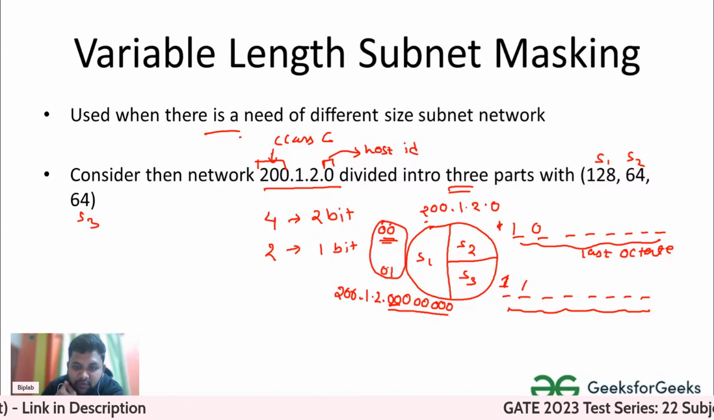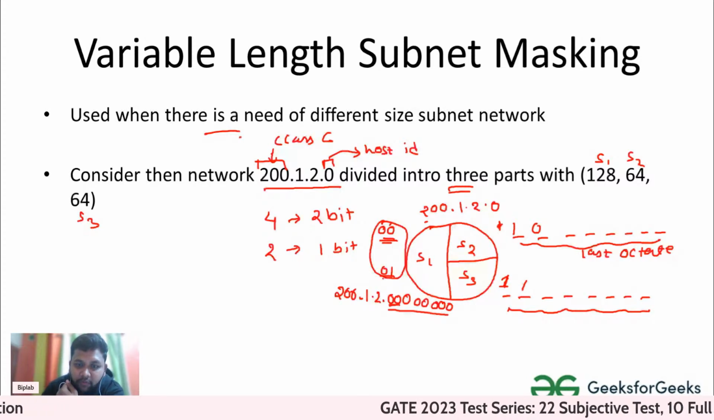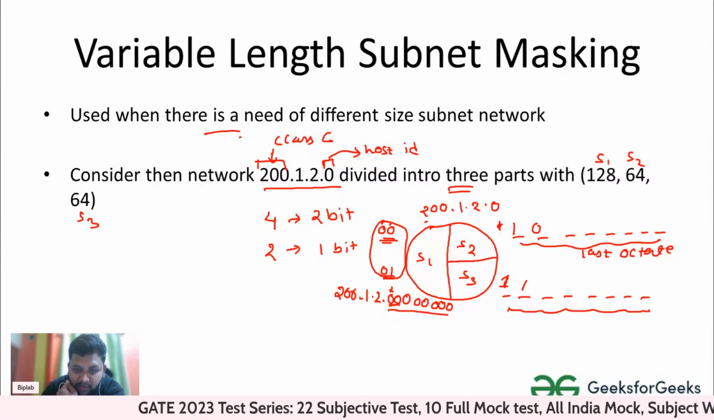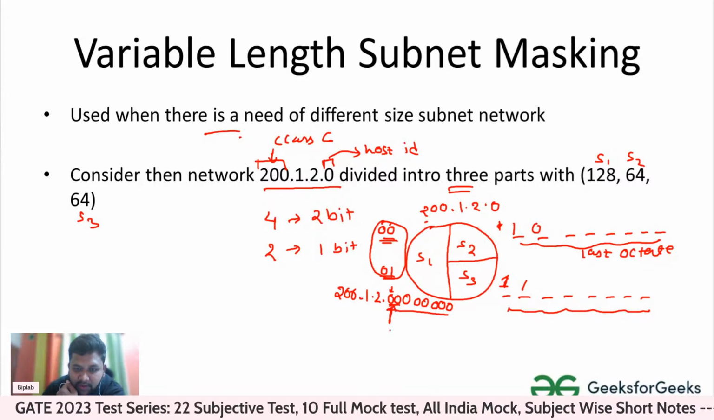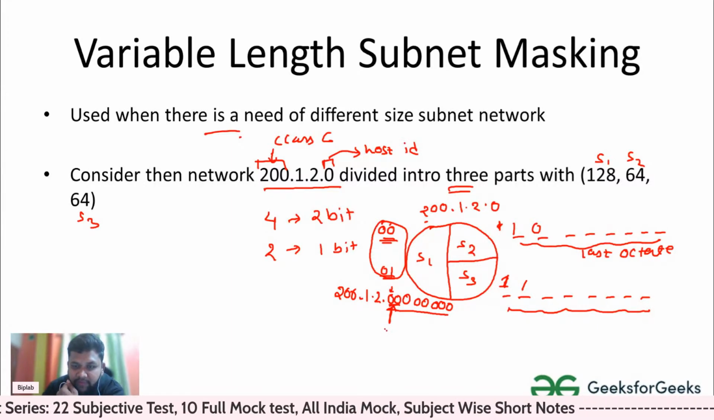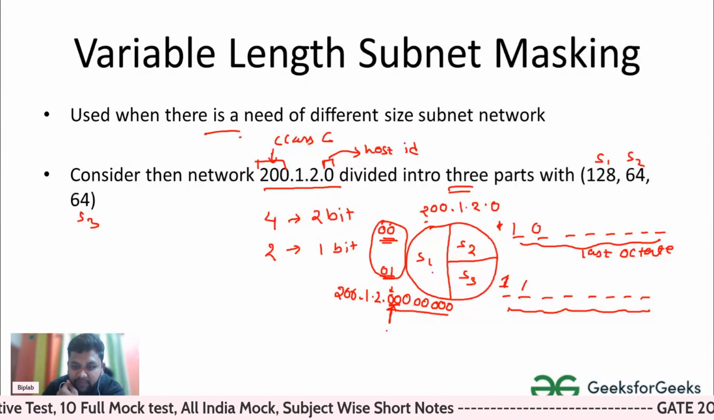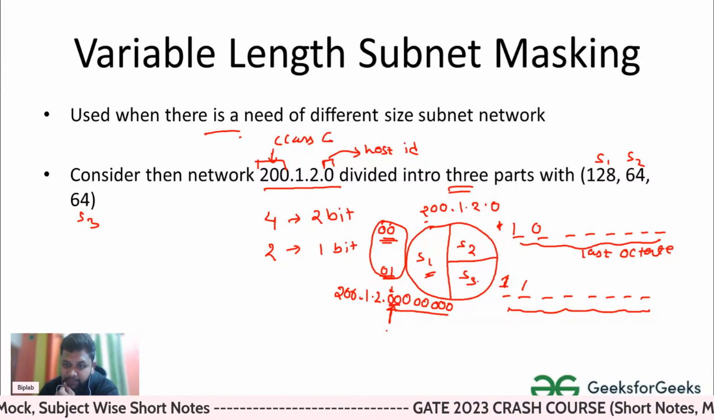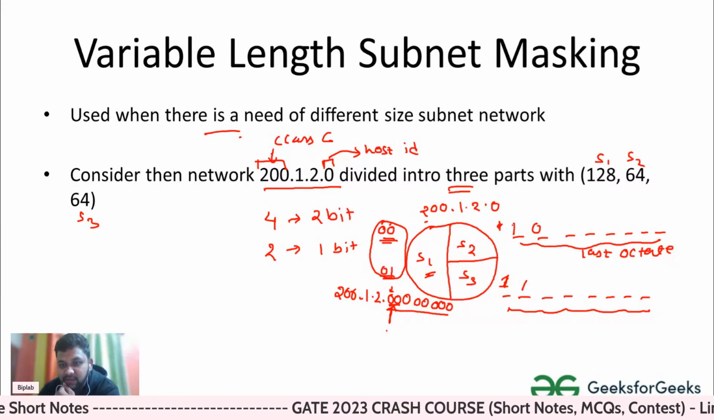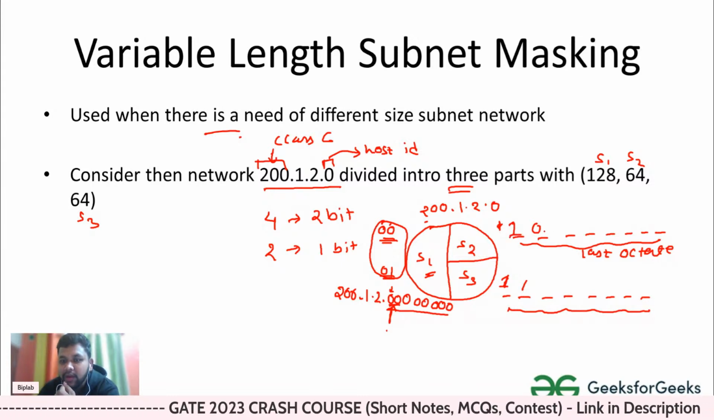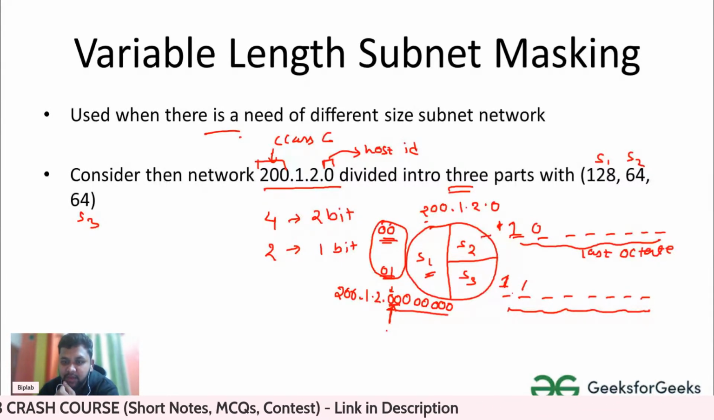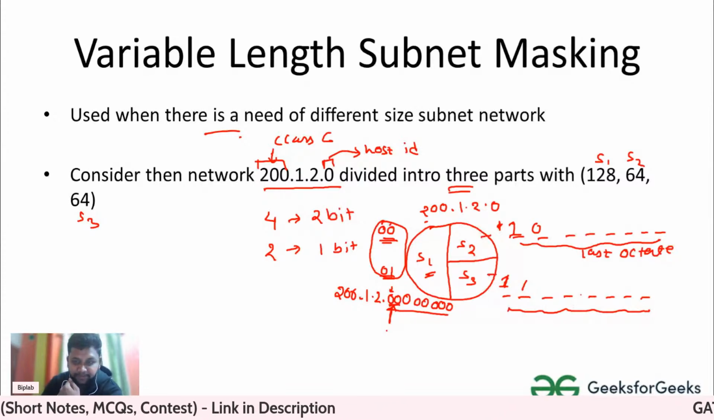Don't reserve 2 bits for subnet, just reserve 1 bit. Say only the first bit you consider as your subnet bit. If the first bit is 0, at that time it belongs to subnet 1. Now if the first bit is not 0, then that means the first bit is 1, and then look at the second bit. If the second bit is 0, then it is subnet 2. If the second bit is 1, then it is subnet 3.